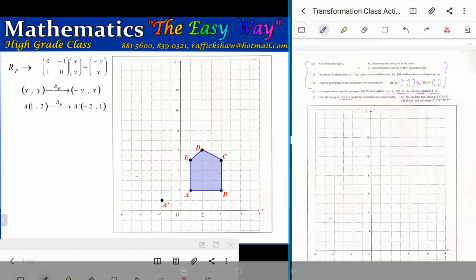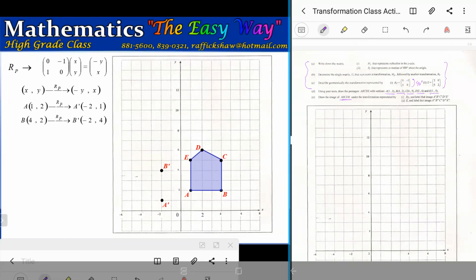Let's look at what happens to B now. See B going to that 4, 2, switch around, and the 2 becomes -2. So B prime point is -2, 4. So I just put down -2, 4 on the graph now. See there? -2, 4. Understand that? That's where the image of B is going to go when you rotate it anti-clockwise 90 degrees about the origin. The calculation is telling you where it's going to go.